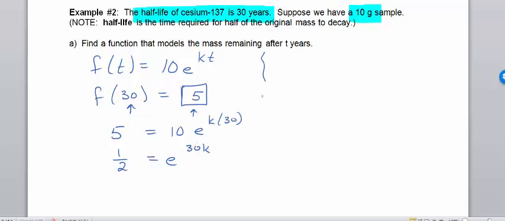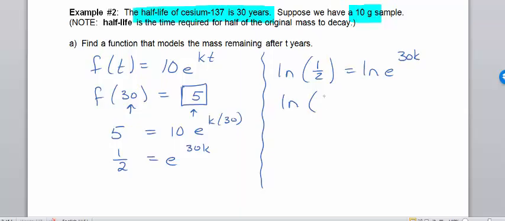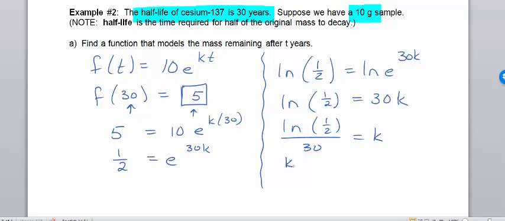Simple to solve. Obviously take the natural log of both sides. Natural log of e raised to the 30k. Now I hope you're getting to the point where you don't need to write the natural log of e to the 30k, but instead you can jump right to this step where you just say 30k equals the natural log of 1/2. Next step, obviously, is you're going to divide both sides by 30, and you're going to get a k value of negative 0.0231.